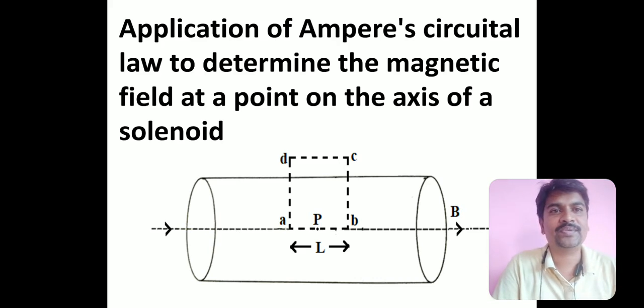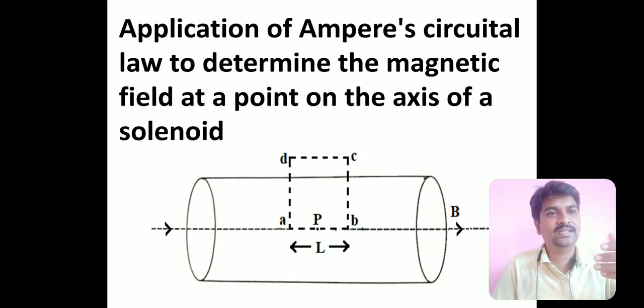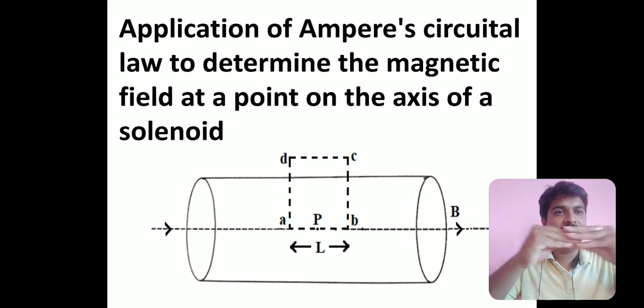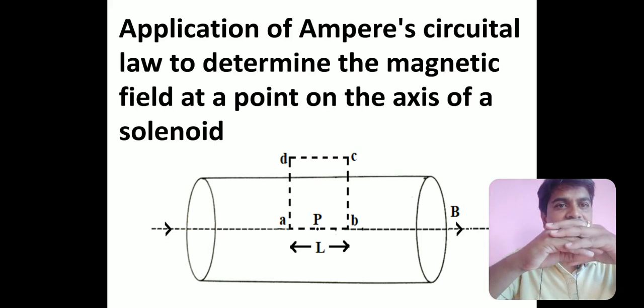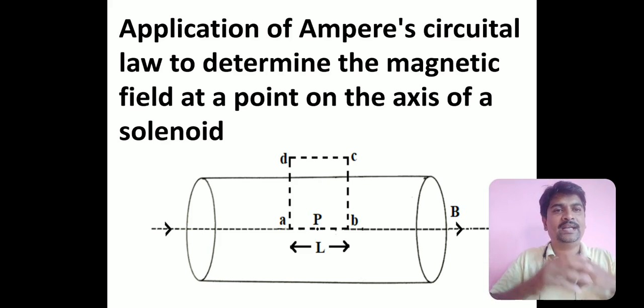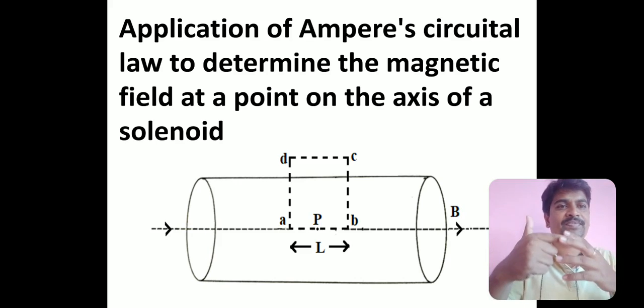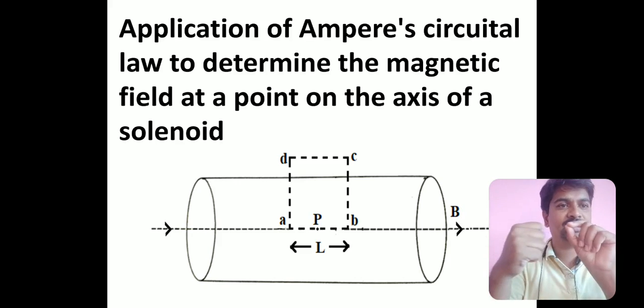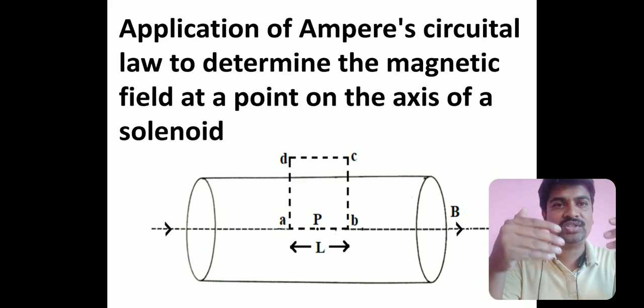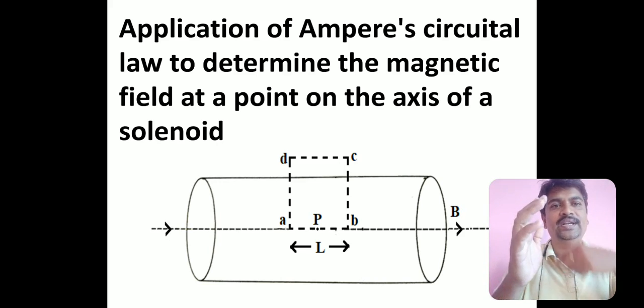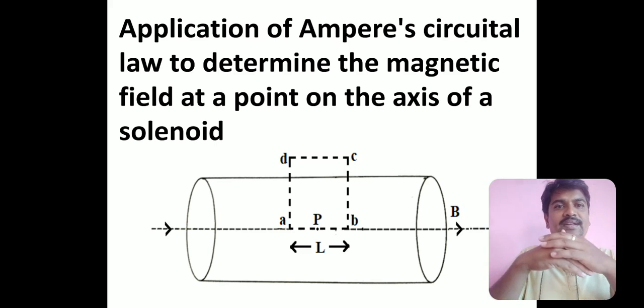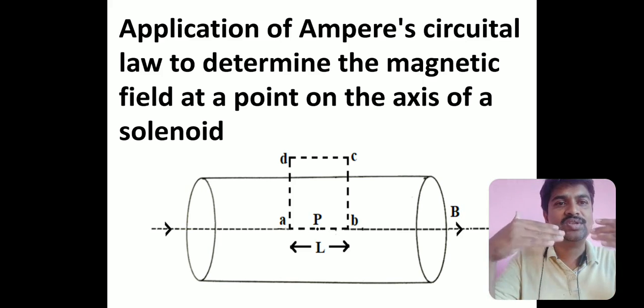We'll see this. Now you know what a solenoid is. It is a coil which is wound in the form of a cylinder, and current is flowing in the solenoid. Let I be the current flowing in the solenoid. It produces a magnetic field. These magnetic lines of force are parallel to the axis of the solenoid. So we have a solenoid, current flowing through it, and it produces a magnetic field with lines of force parallel to the axis of the solenoid.